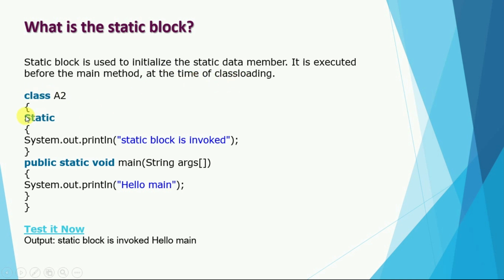Okay, so there is a class named A2 and there is a static block. Before execution of main, at the time of class loading, it first executes this and initializes the static data member by using the static block. So as you can see, the output is: static block is invoked, and then hello main.